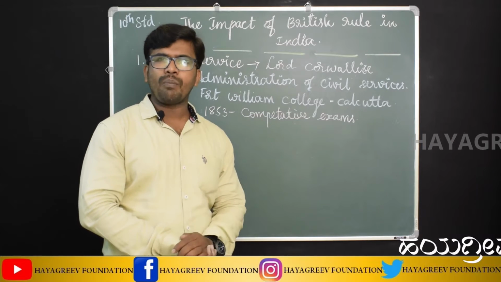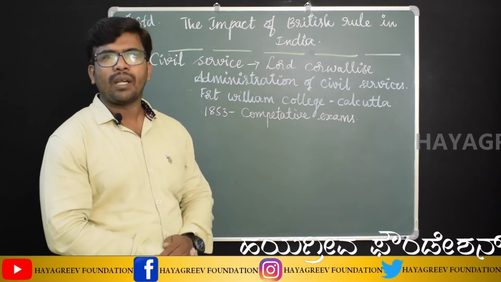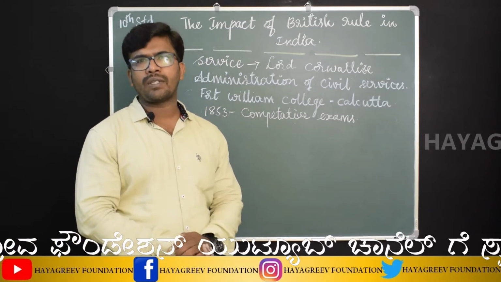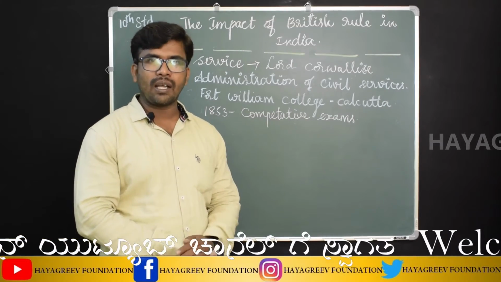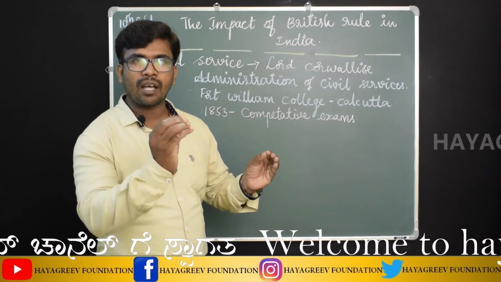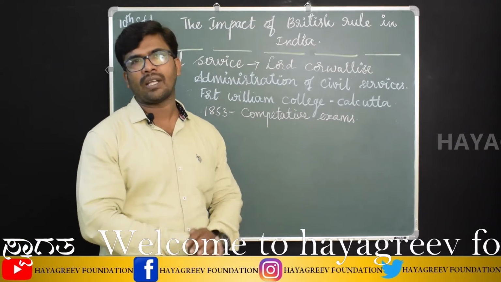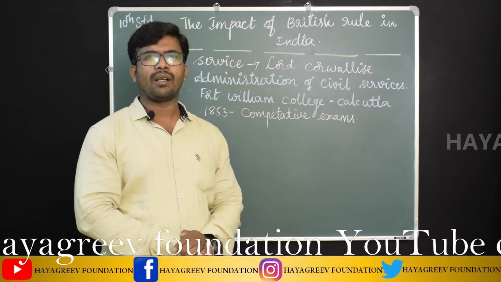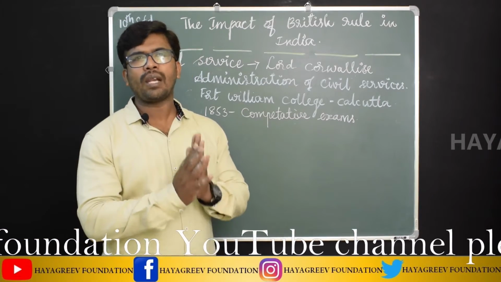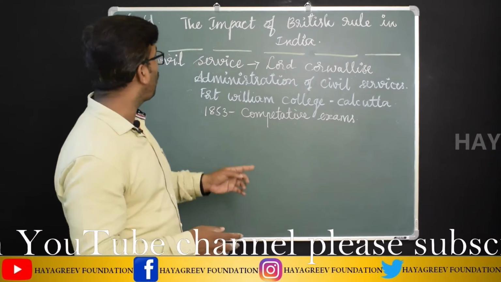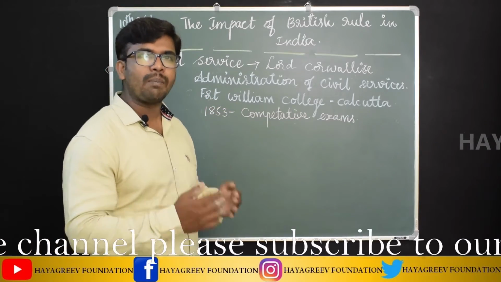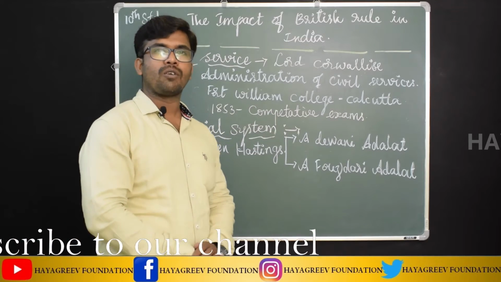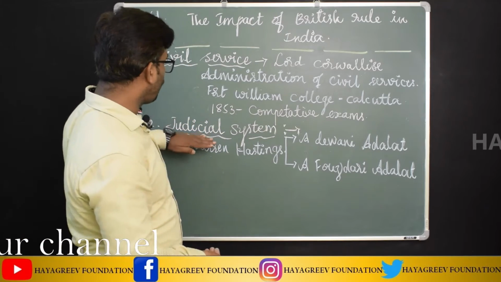But through these competitive examinations, the Indians did not get more profit. Why? Because almost all the British officers had the intention that all Indians are corrupt. Because of this, only lower-grade jobs were available for Indians. Thus, the British government or British East India Company implemented civil services in India. The next experiment introduced by the British in India was the judicial system.